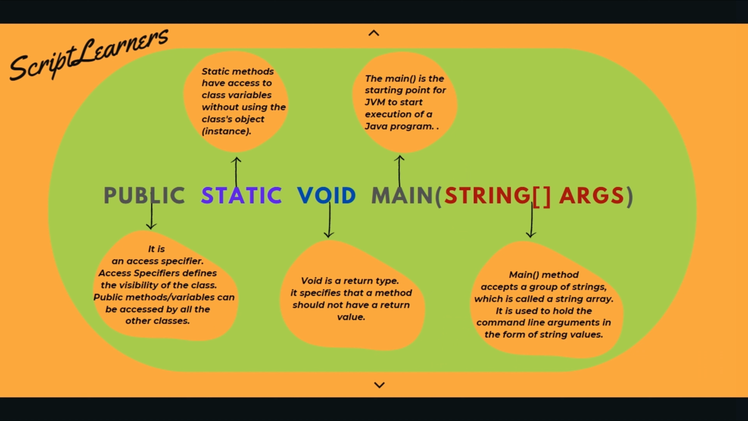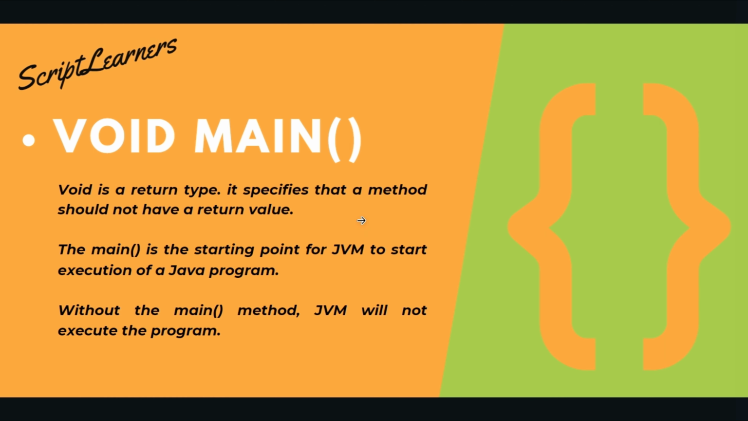Now let's talk about void. In void main, the void is a return type. It specifies that a method should not have a return value, and the main method is the starting point for JVM to start execution of a Java program. Without the main method, JVM will not be able to execute the program. So that's the basic info about void main. Here void is simply a return type. So that's it. Now let's talk about the real problem.